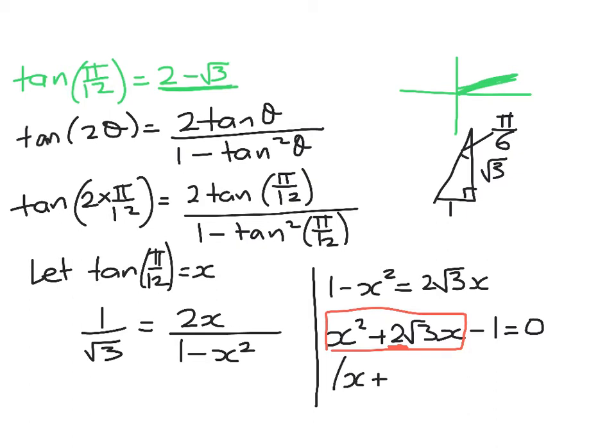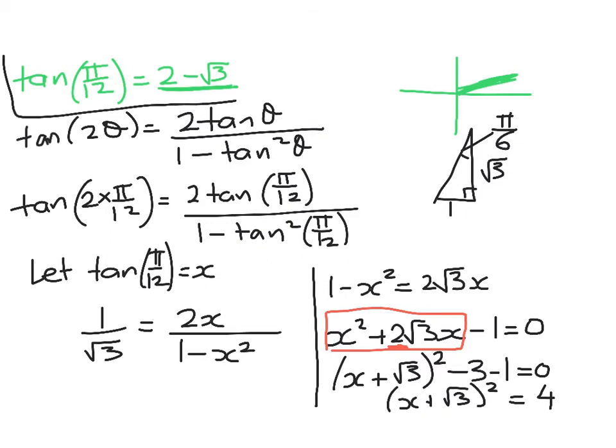So we have x plus root 3 squared. I've added in 3, so I'm going to take 3 out. Minus 3 minus 1 equals 0. And we get x plus root 3 squared is equal to 4. So I'm going to use a new slide to finish this off, because we need to be a little bit careful here, because we're going to get 2 solutions, and we know that there's only one value for tan of pi on 12. So I'll keep going on the next page.